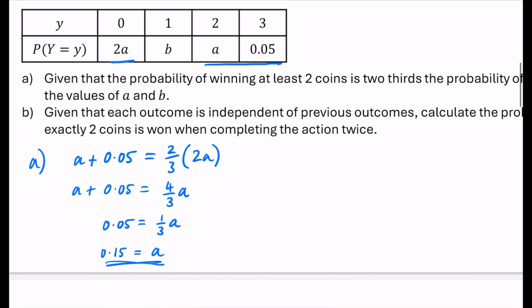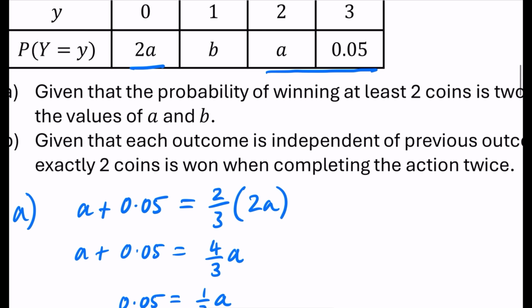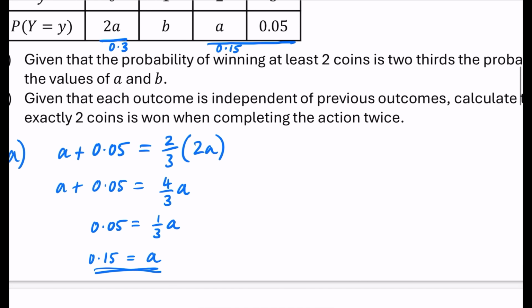So if I go to my table, and I'm just going to jot this down underneath it, this one is 2 times a. 2 times 0.15 is 0.3. This one is 0.15, and then we have a 0.05 over here. So if I want to now find out the value of b, well, I can just say that b is equal to 1 minus 0.3 minus 0.15 minus 0.05, because they all need to sum to 1.